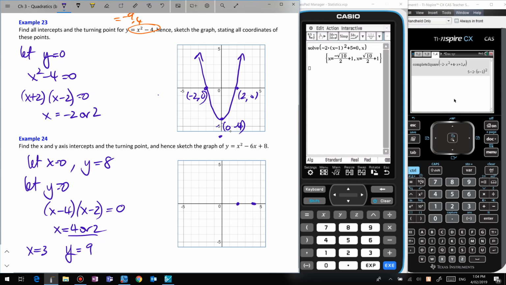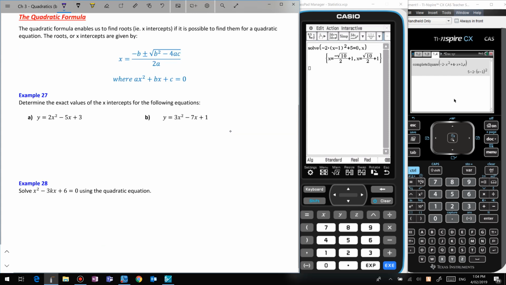Y equals 9 minus 6 threes are 18, and then plus 8. So I've got 9 minus 18, negative 9 plus 8 is negative 1. So we're going to have a graph that looks like that. 4, 0, 3, negative 1, 2, 0. There's our graph, turning point, etc. Doesn't specify a method, so we can just do it.